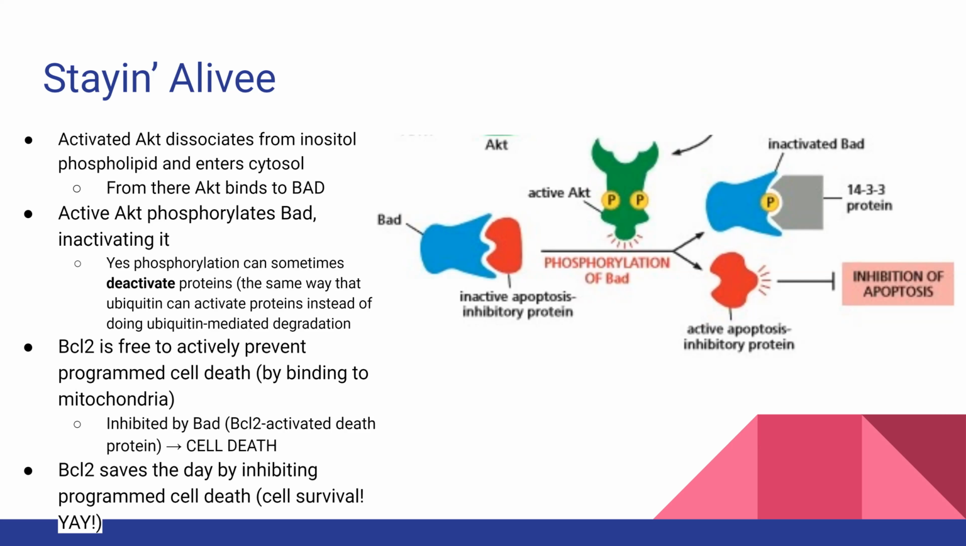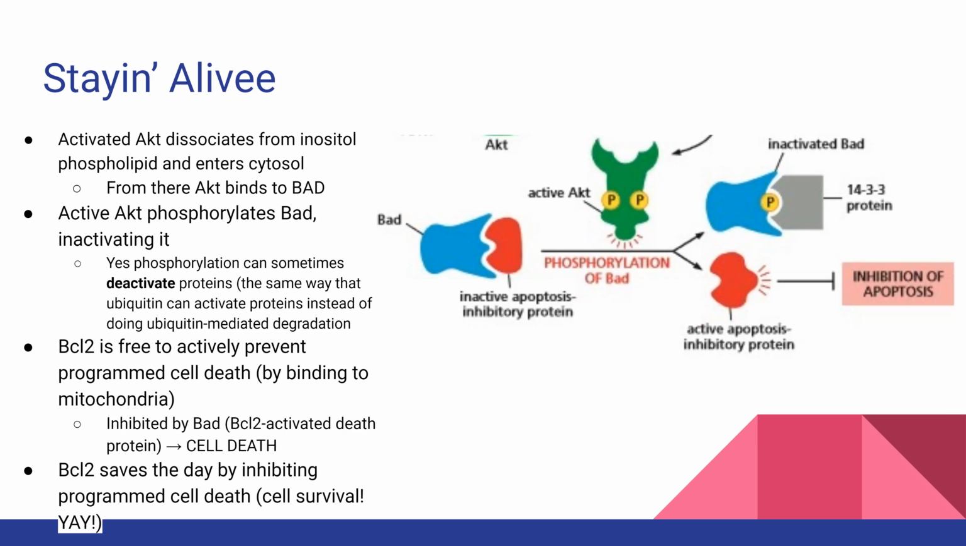But normally, BAD is active in the cytosol, and it is binding to a different protein called BCL2. And BCL2 is an apoptosis inhibitor protein. An apoptosis inhibitory protein means that this protein prevents cell death, so stops cell death from happening. So normally, you have BAD, which is bound to this protein. As long as BAD is bound to BCL2, then BCL2 is unable to do its job. So BCL2 needs to be free.